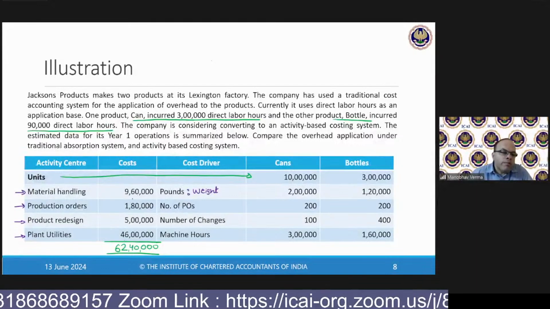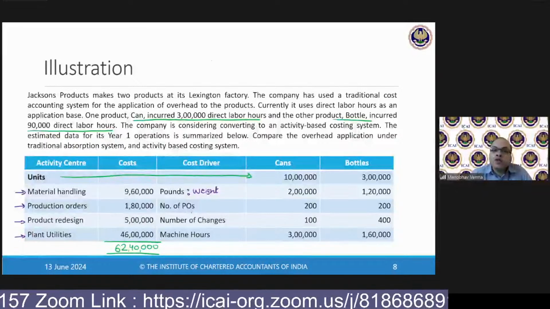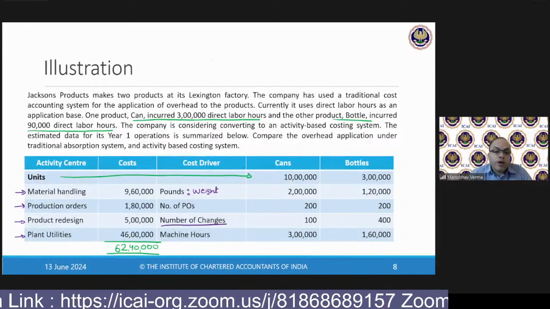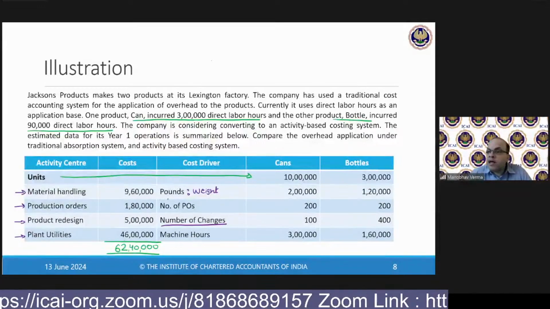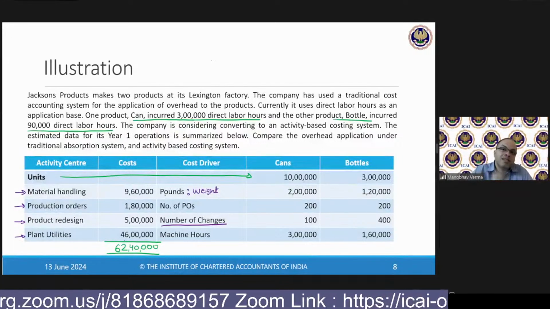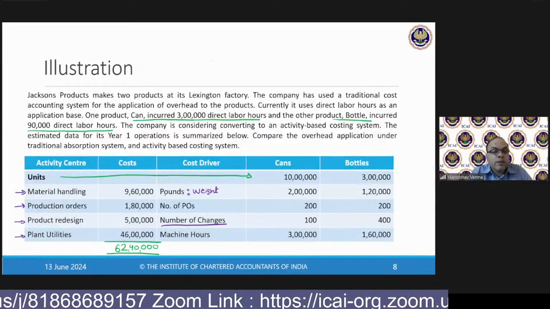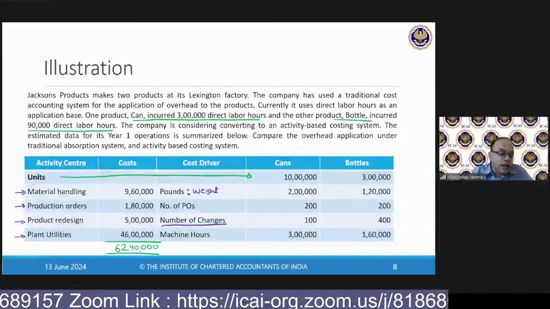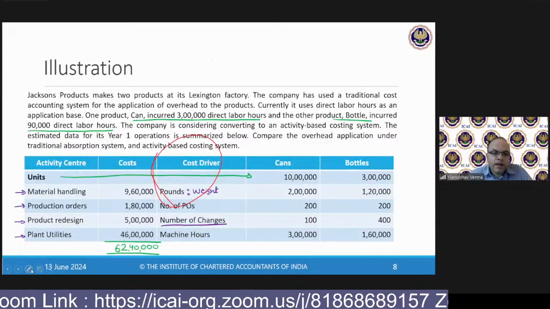So we talk about product redesign. If there are changes, if there are redesigns happening, that should be the cost driver, and that's what is given to us: number of changes. Production orders: if this is my cost, then it depends on how many times I have ordered a particular raw material. We discussed in the material session that, based on the process, one of the initial steps was raising the purchase orders based on the requisition and on the bids that were received. Is everyone clear on this?